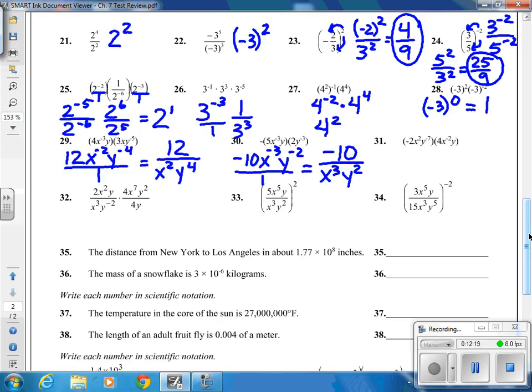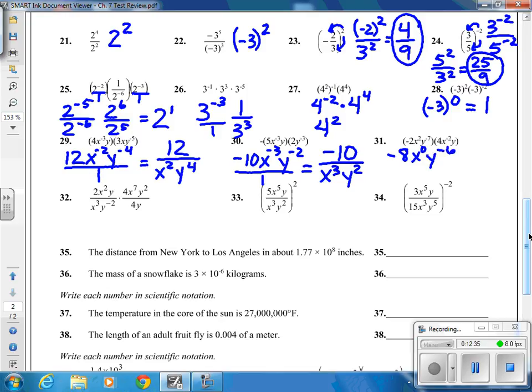Again, take your coefficients and multiply them. Negative 2 times 4 is negative 8. Combine your x's. X squared plus x to the negative 2 is going to make x to the 0. We'll deal with that in a minute. Then you have y to the negative 7 with y to the 1, so that's going to be y to the negative 6.